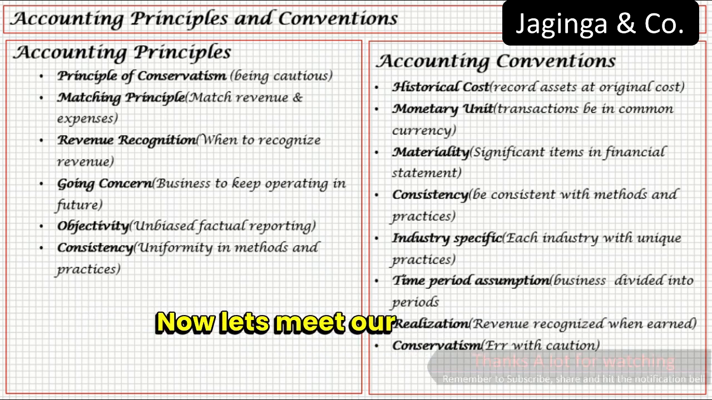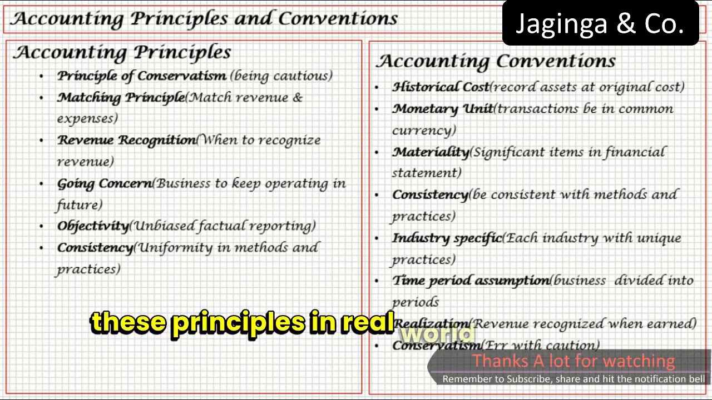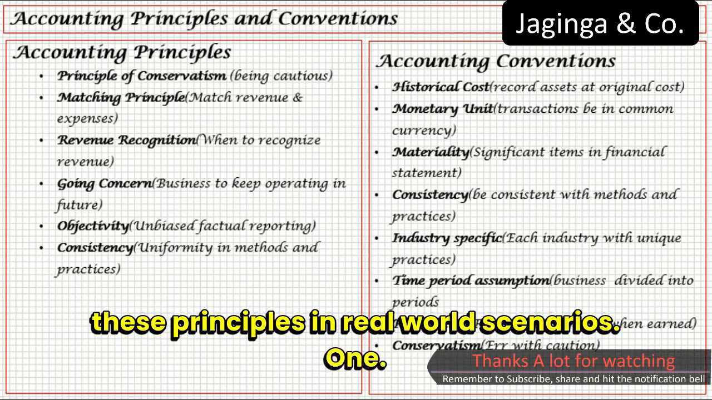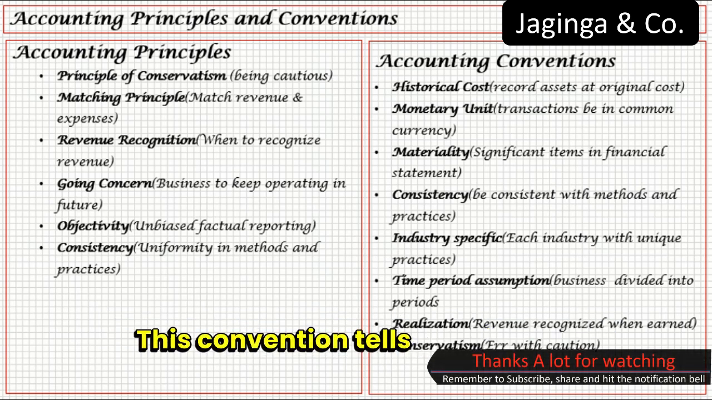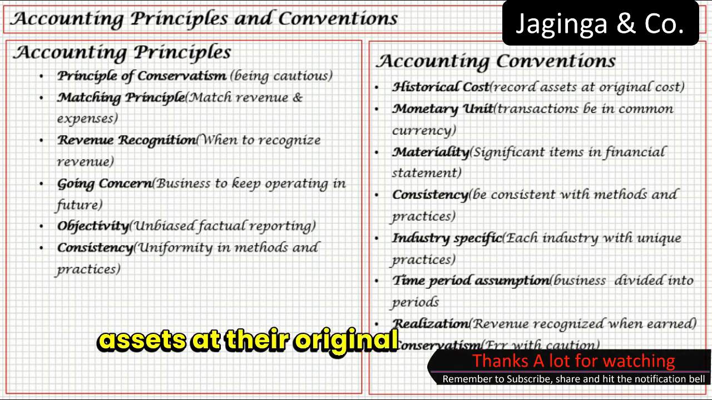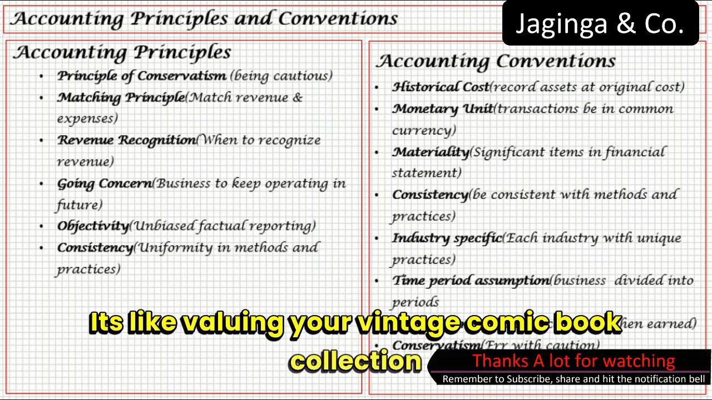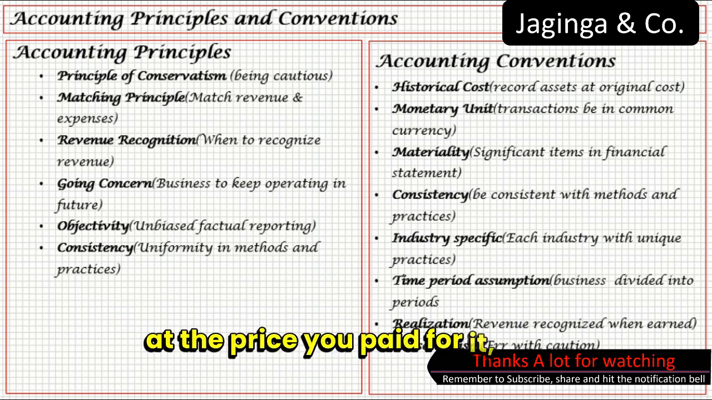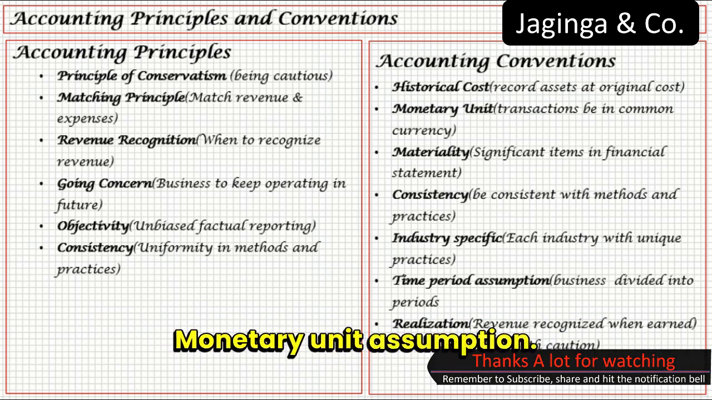Now, let's meet our accounting conventions, the trusty sidekicks that help us apply these principles in real-world scenarios. 1. Historical cost convention. This convention tells us to record assets at their original purchase price. It's like valuing your vintage comic book collection at the price you paid for it, even if it's worth a fortune now.